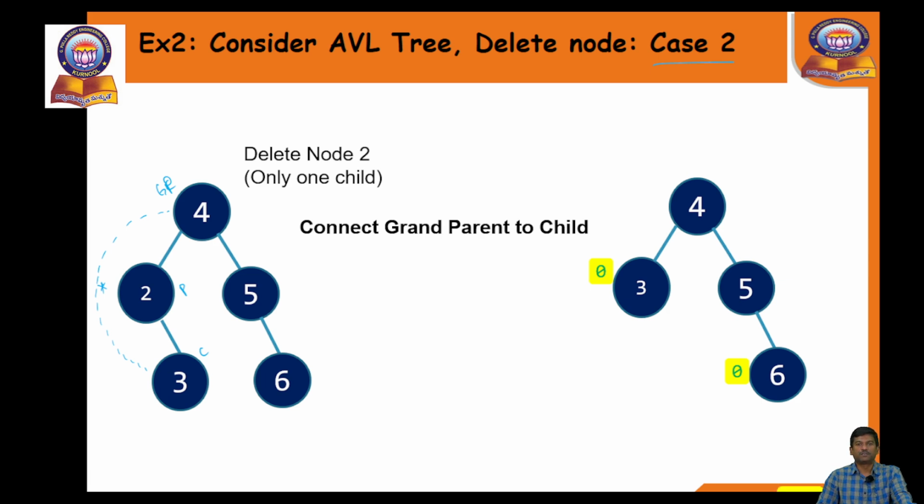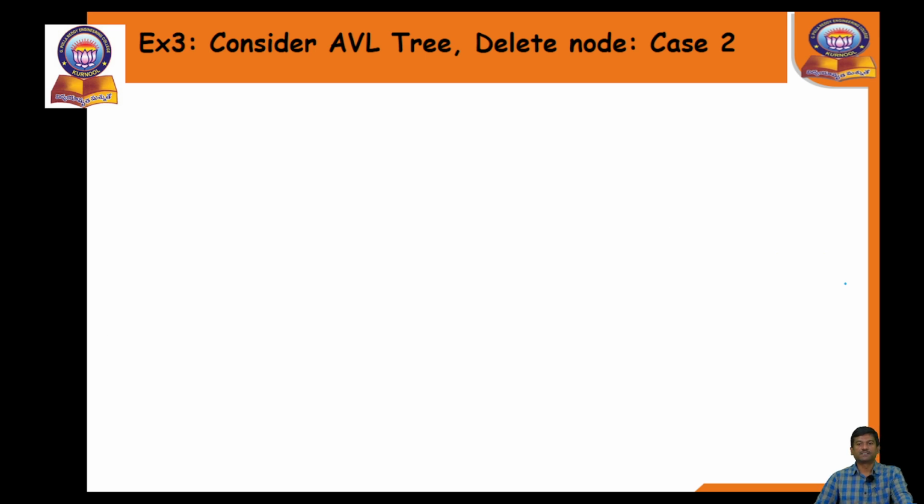And coming to the balance factor, that is balance factor of node 6 is equal to 0, node 5 equal to -1, node 3 equal to 0, and node 4 equal to -1. So the property of the AVL tree has been satisfied.